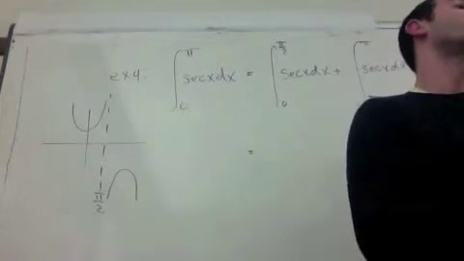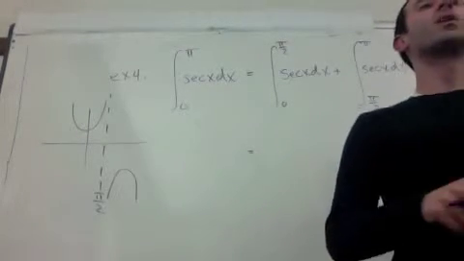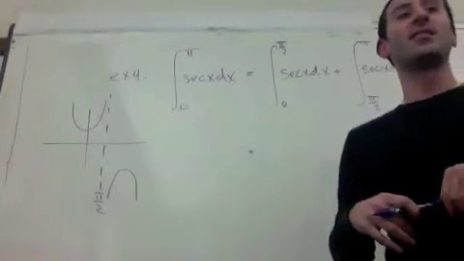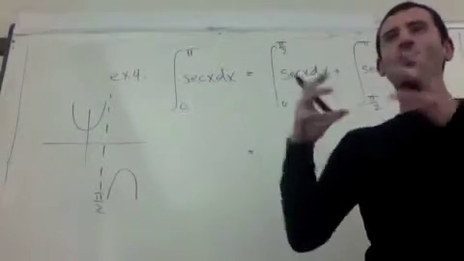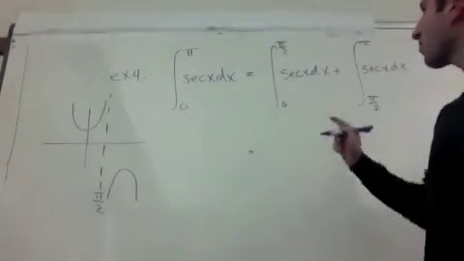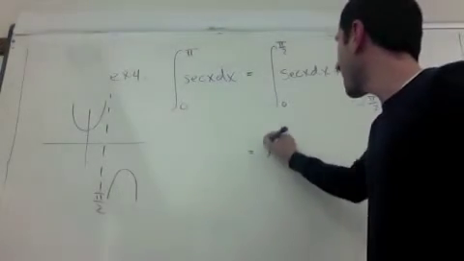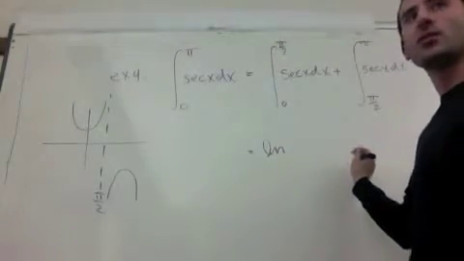What's the derivative of secant? Secant tangent. What's the derivative of cosecant? Negative cosecant cotangent. Those go together. Group those functions together and it helps you memorize these. The integral of secant is the natural log of the absolute value of secant plus tangent.